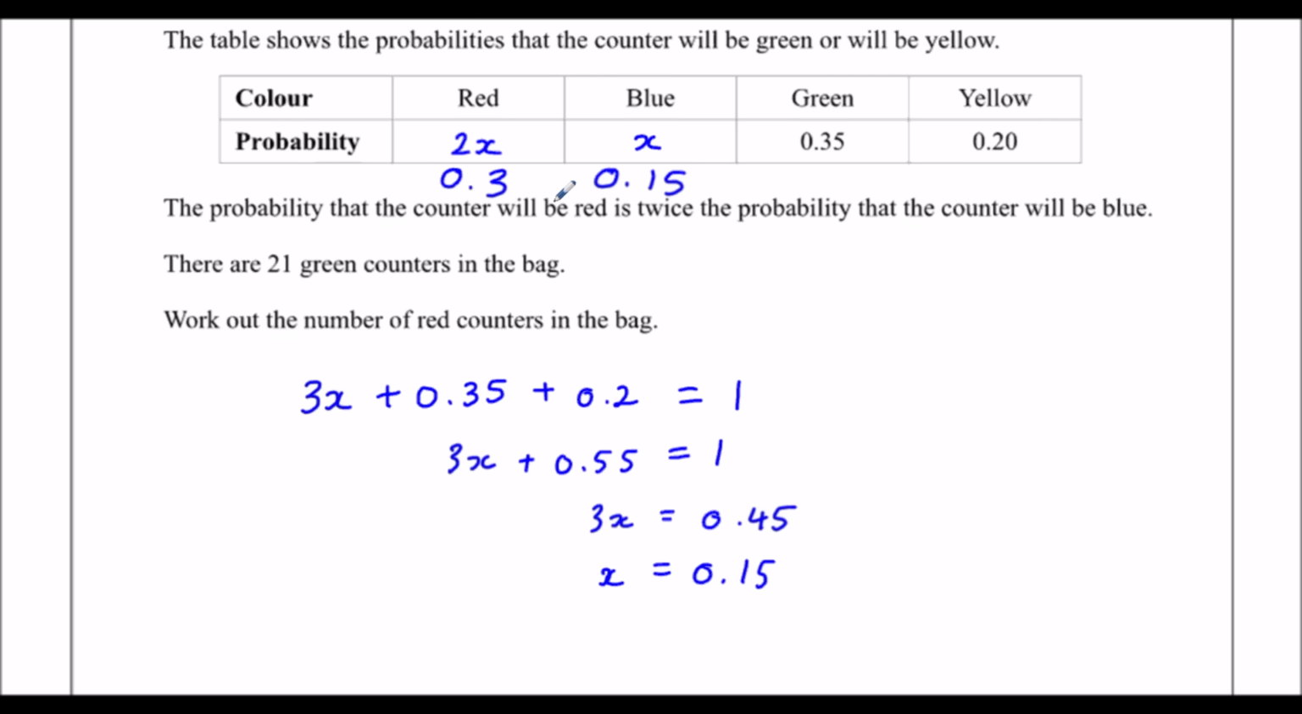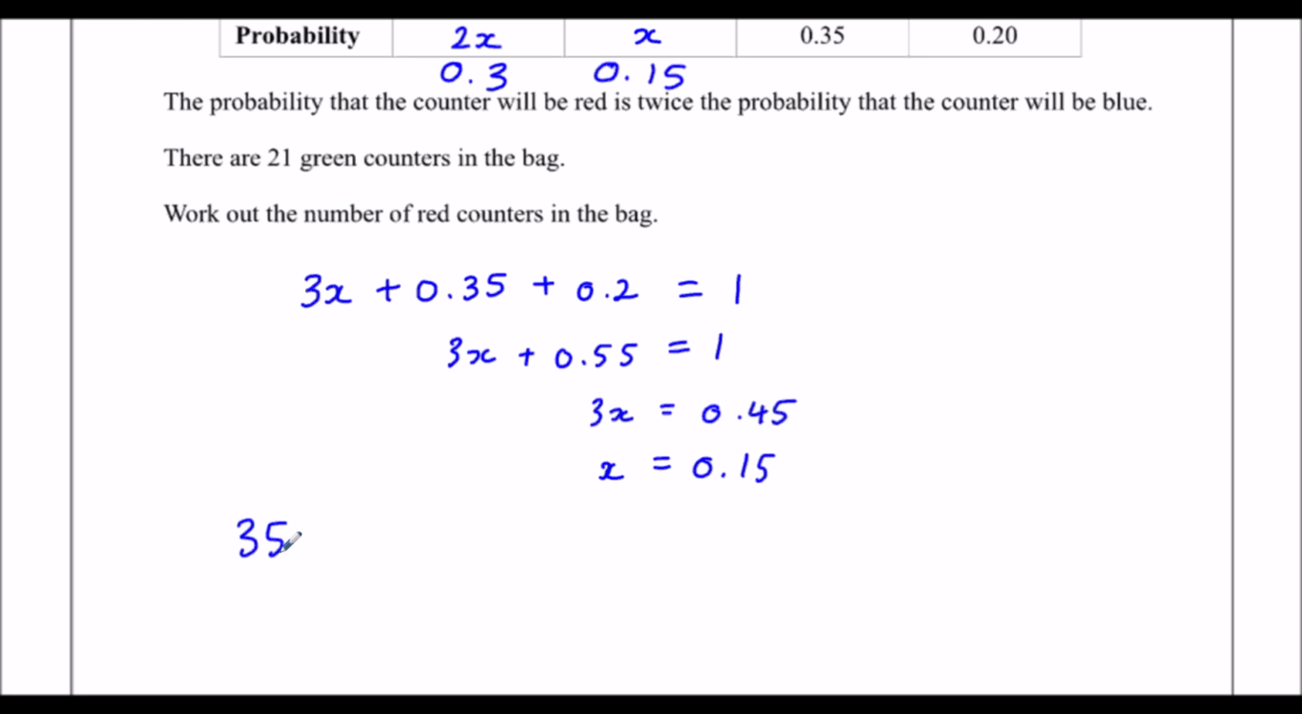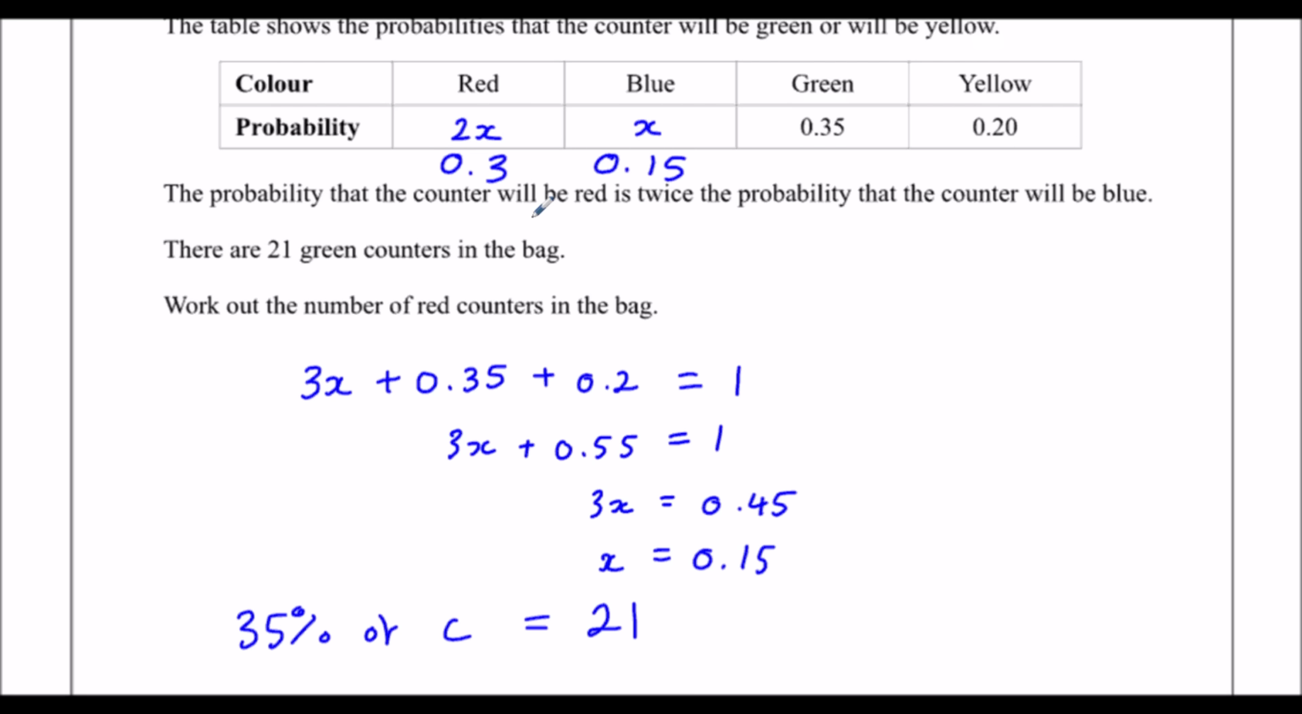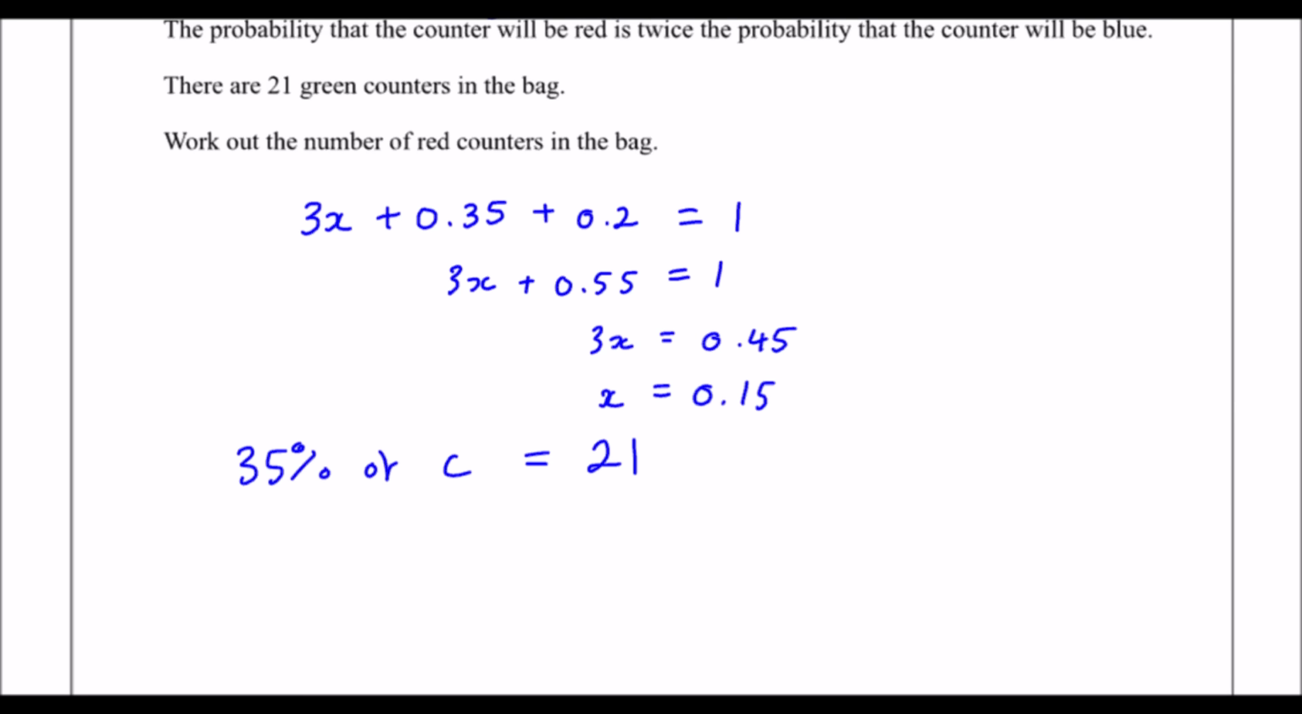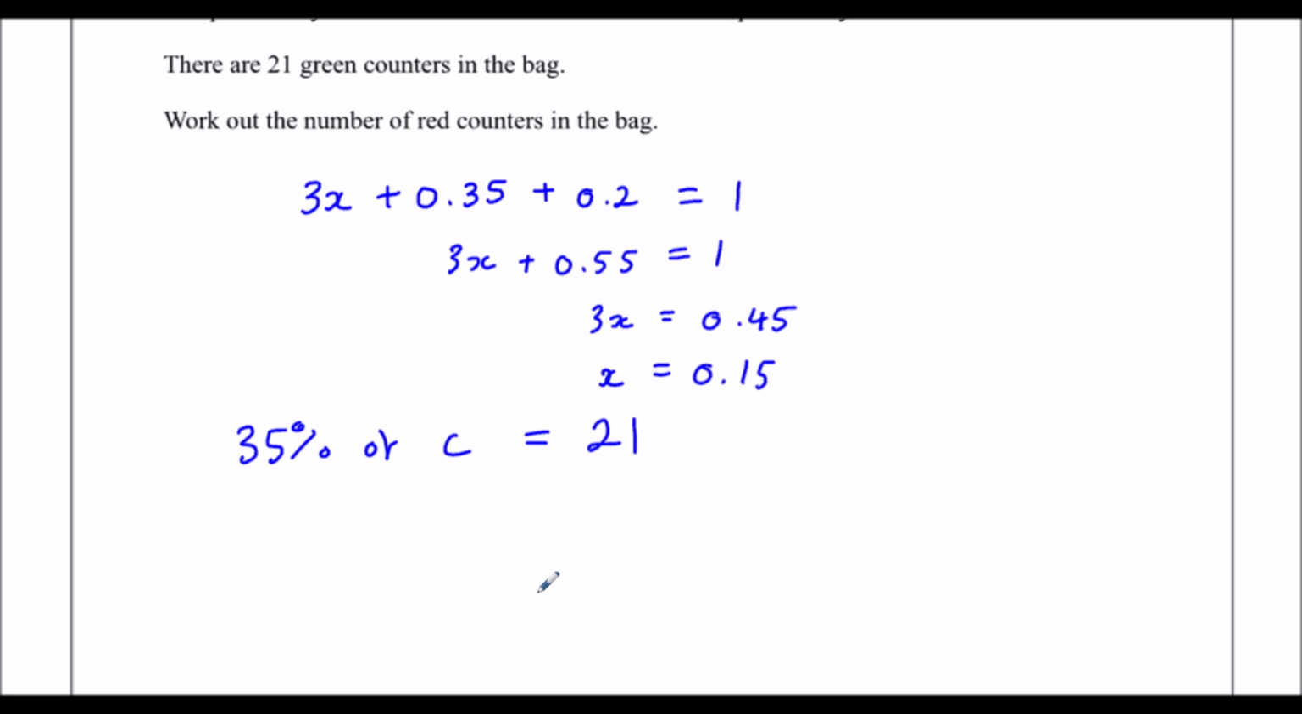Okay, now we're told there are 21 green counters in the bag. Work out the number of red counters in the bag. So 0.35 is the same as 35%. So we're going to say 35% of the counters is 21 counters. And the red is 30%. So we need to know how many counters is 30%?